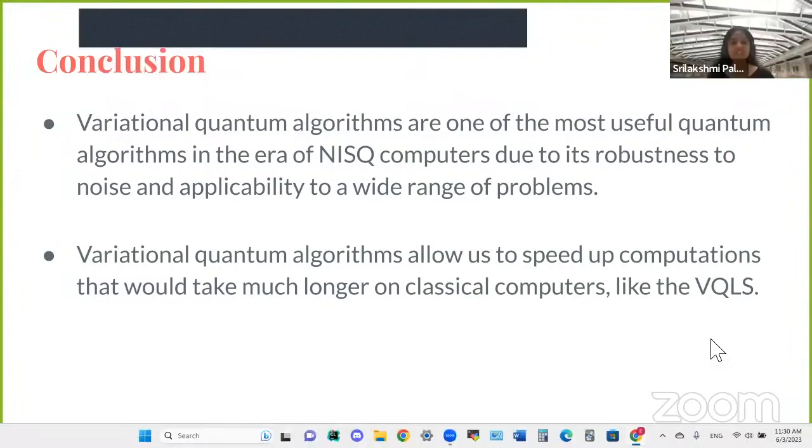So in conclusion, variational quantum algorithms are one of the most useful quantum algorithms in the era of NISQ computers because they're so robust to noise and they're widely applicable to a wide range of problems. Variational quantum algorithms allow us to speed up computations that would take extremely long and are extremely inefficient on classical computers, like the VQLS that we just mentioned. We're really excited to see where this kind of technology goes, and we want to thank you all for listening to our presentation.